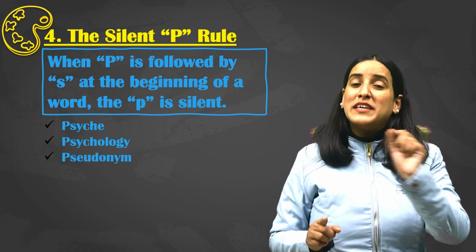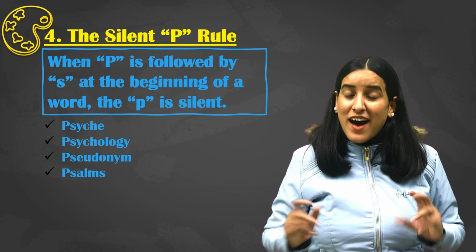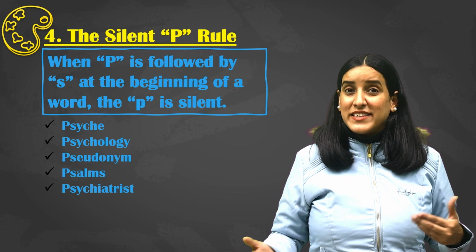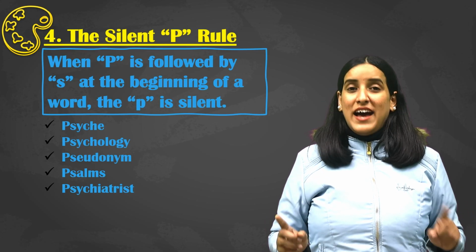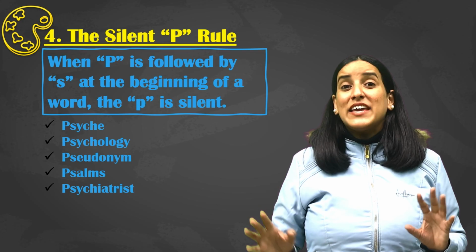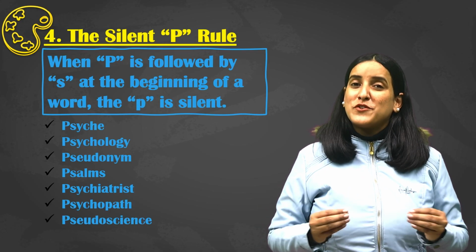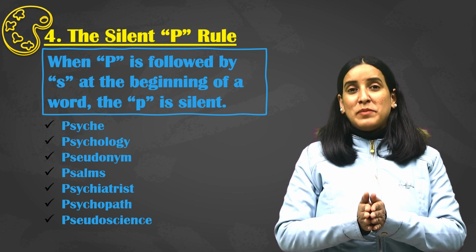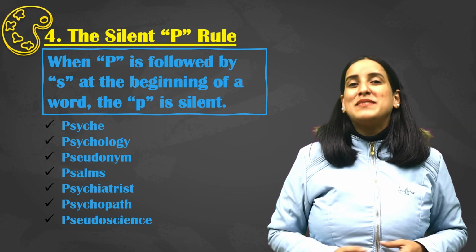Letter P, we are keeping silent. Pseudonym, right? Psalm, psychiatrist. Yes, so we don't pronounce the P in psychiatrist. I hope you're able to understand. Psychopath and pseudoscience. Yes, so this one was the fourth rule, where we have to keep in mind that whenever there is a word that begins with P and S, letter P will be silent.